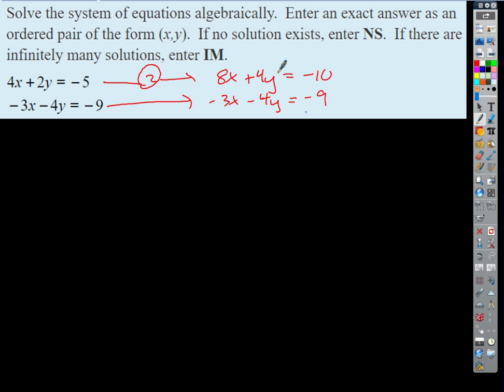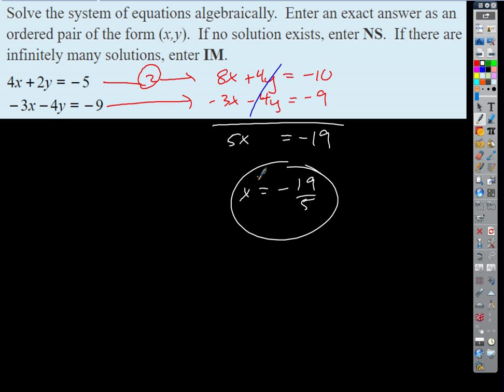So these guys cancel, and when I add these up, what do I get? 8x plus negative 3x is 5x. Negative 10 plus negative 9 is negative 19. Right? So I got to divide both sides by 5, and I get x equals negative 19 fifths. Now that's kind of ugly, right? That I've got a negative 19 fifths there for x. Okay, but it's just a fraction, right?